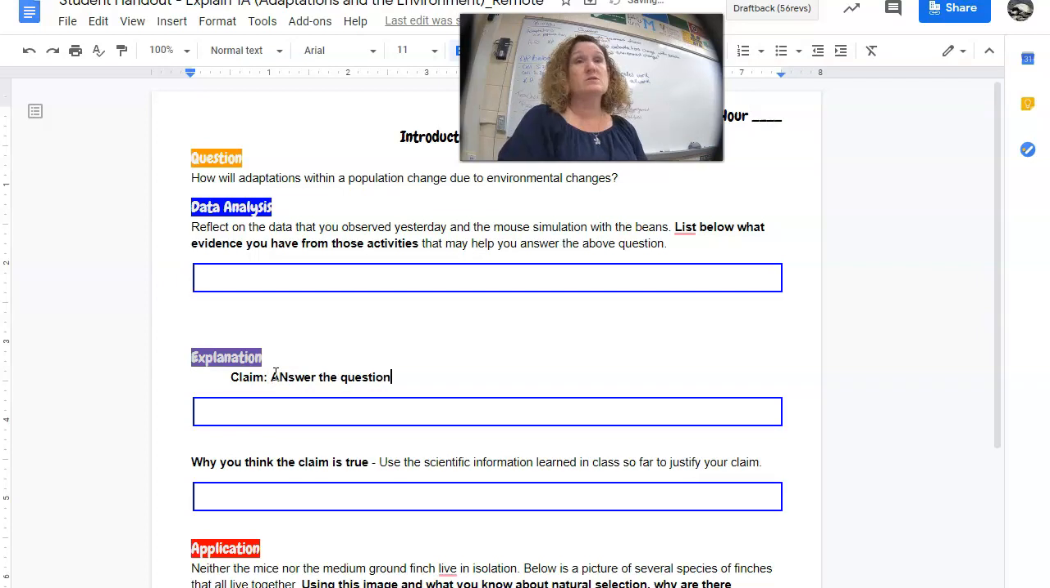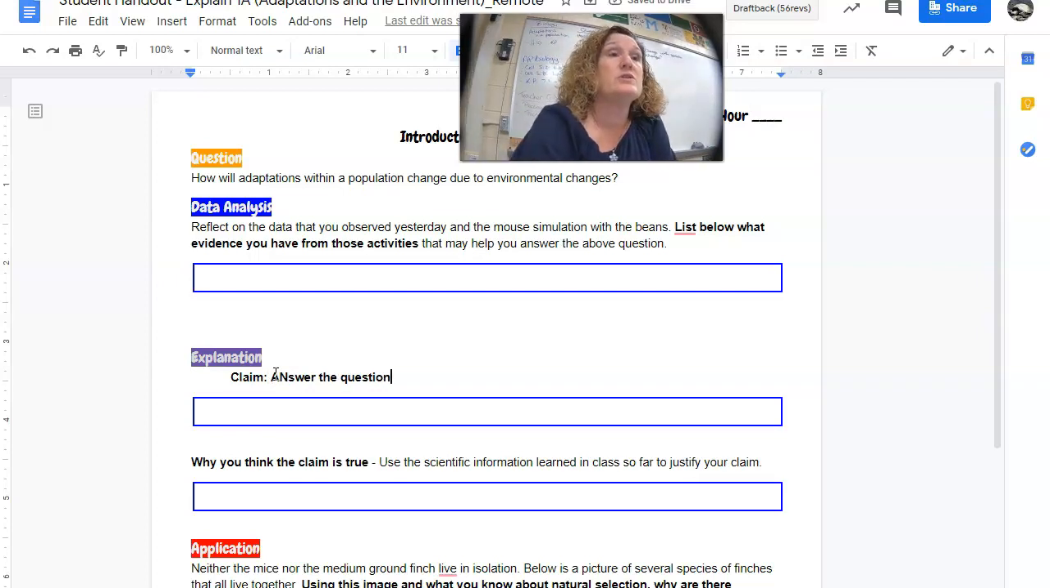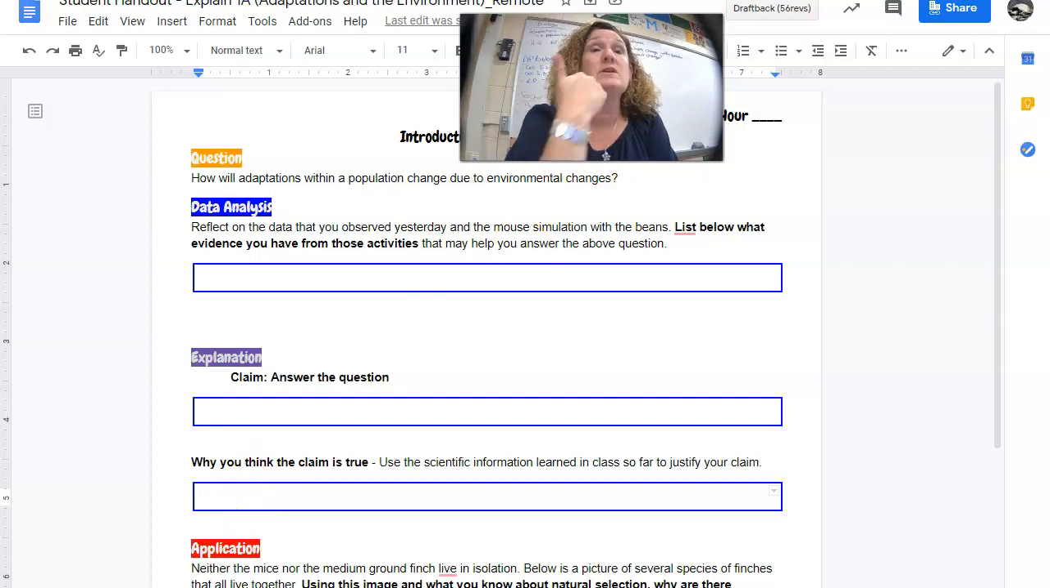And when you answer this question, you're going to answer using this question up here. How will adaptations within a population change due to environmental changes? So write a one sentence answer. And then this is why. So this is getting into the idea of reasoning. So why do you think that that's true using this evidence in your answer for why? So think about the scientific information that we talked about, that you saw in the video, the information that I gave you here at the beginning, and the information that you've read in your textbook, and give me your why.